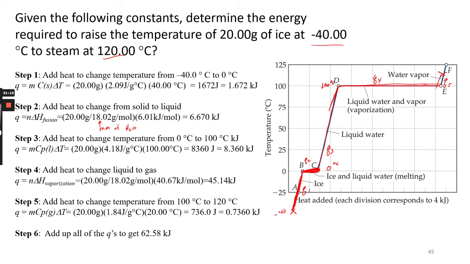Then I do Q of the vaporization. So I use n times delta H vaporization. Again, I have to convert to moles, and I get my Q for that. And last but not least, I'm going to take my gas at 100 and warm it up to 120. So my change in temperature here is 120 minus 100 because that is the region that I'm in, so my change in temperature is 20. Calculate that. Then you add all of them up and that gives you your total heat to raise 20 grams of ice at -40 to 120 degrees Celsius.